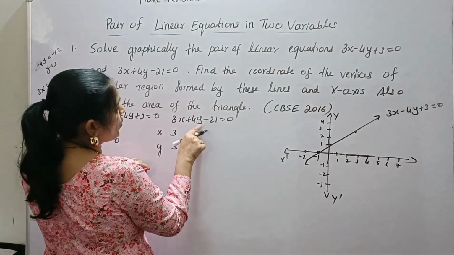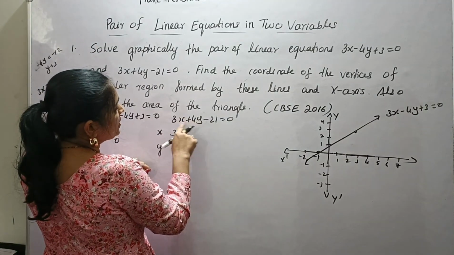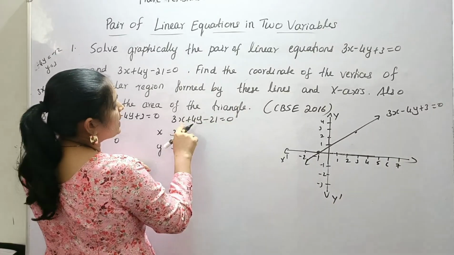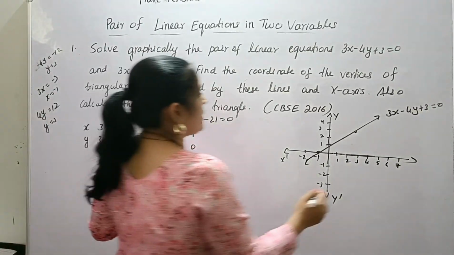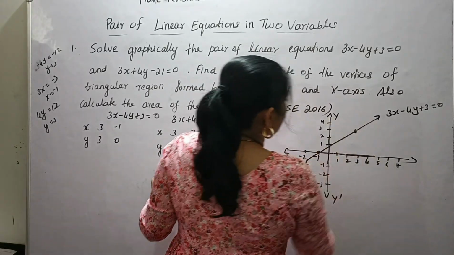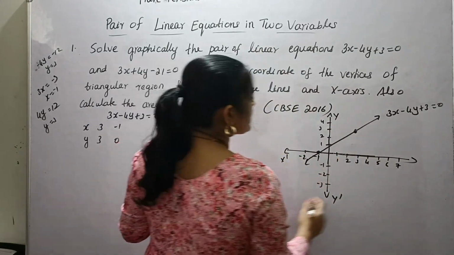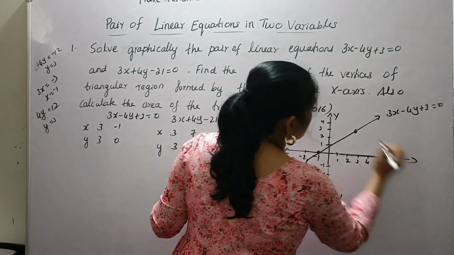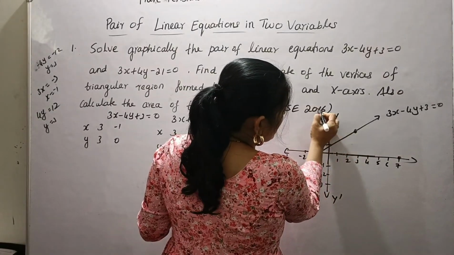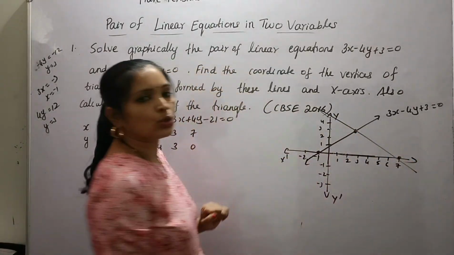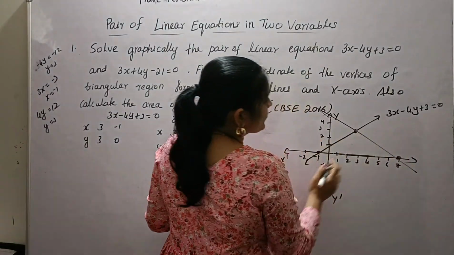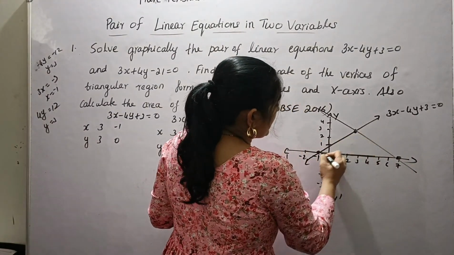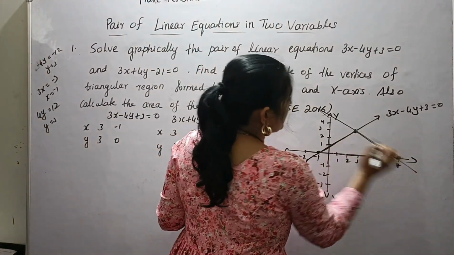Next, put y is equal to 0. Then what we will get? 3x is equal to 21, that is x is equal to 7. Now plot these points: 3, 3, the same point, this one, and 7, 0. Now join these points and draw the line. So here, see, it is the triangular region.